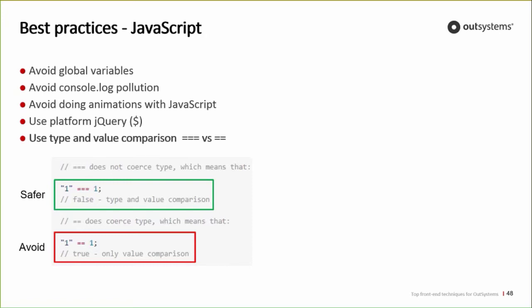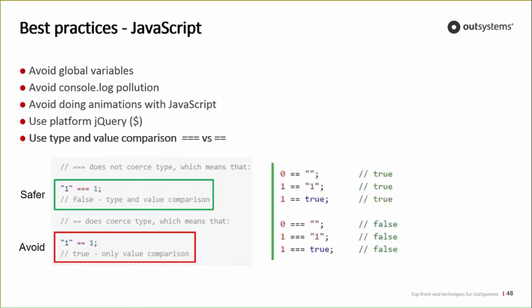Examples of how this can go wrong: if we compare 0 to a string using just two equals, the return will be true. But if we use three equals, that means that we will also compare the type of the value, then it will be false. So it's much safer by default for you to use three equals when comparing something than just using two equals.